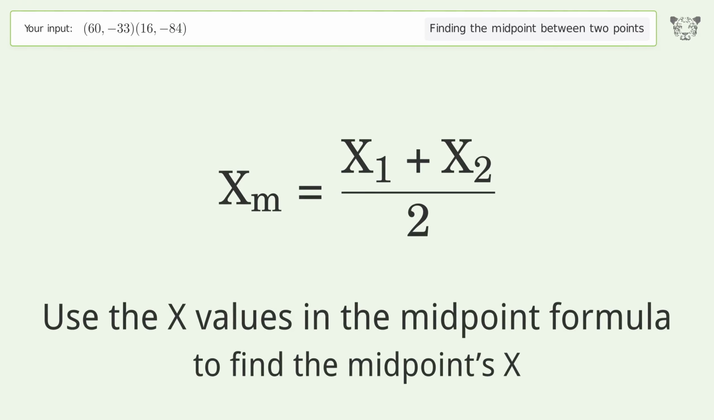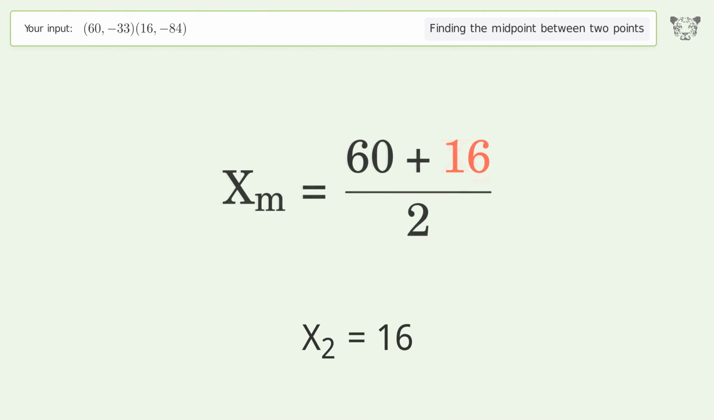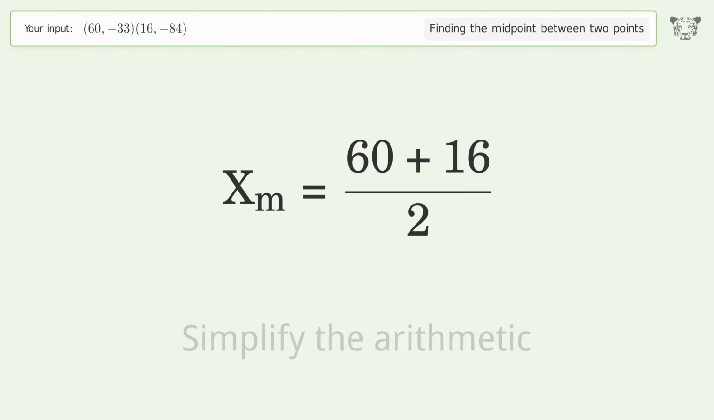Use the x values in the midpoint formula to find the midpoints x. x1 equals 60. x2 equals 16. Simplify the arithmetic.